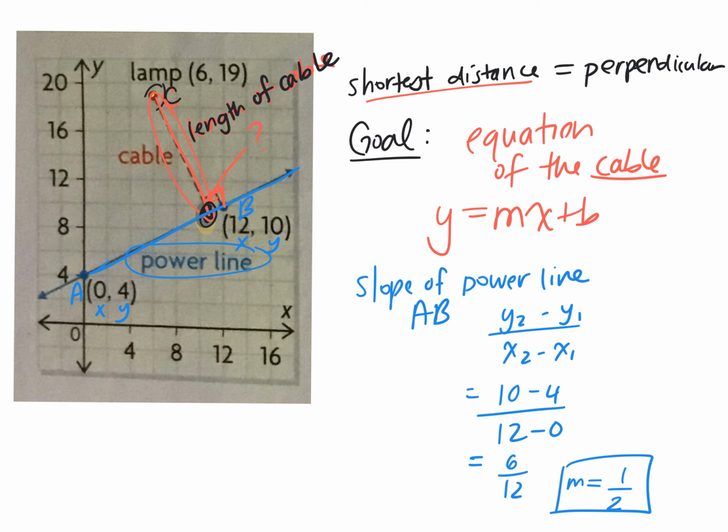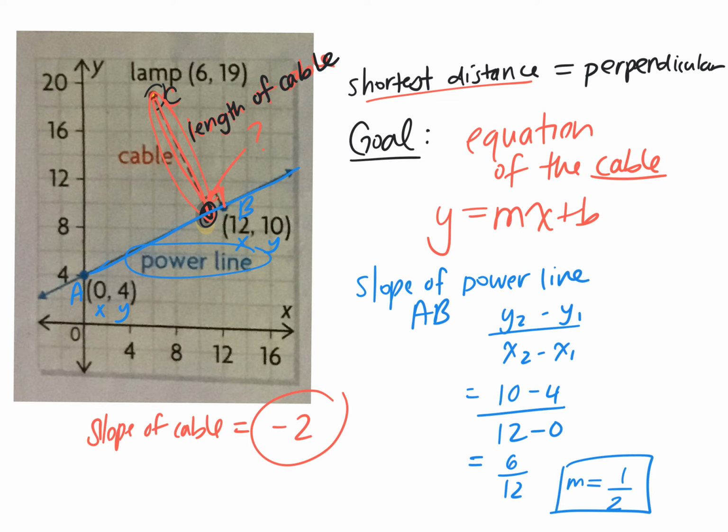How does that help us with the cable? So if the slope of the power line is 1 over 2, what does the slope of the cable have to be? The slope of the cable is -2. Okay? So now what do we do with that information?